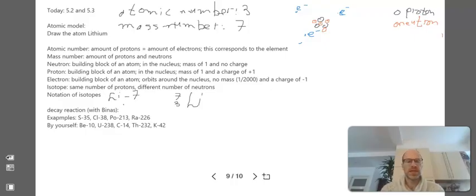The only thing you really need to know for this is the notation with the atomic number and the mass number. As you can see in the middle, the 7 3 lithium, this one. This 7 is always the mass number and this 3 is always the atomic number. And then we have the symbol of the element. And we will use BiNaS for these decay reactions.